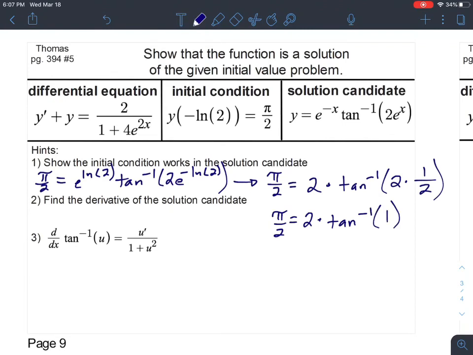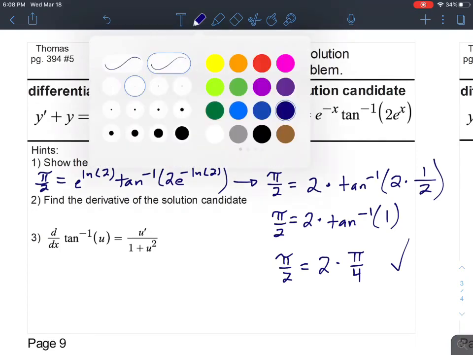This becomes arctangent of 1. That's where sine and cosine are going to have the same value, and that occurs at pi over 4. So we're going to get 2 times pi over 4. That indeed works. There we go. We have shown for the first part that yes, the initial condition does work.